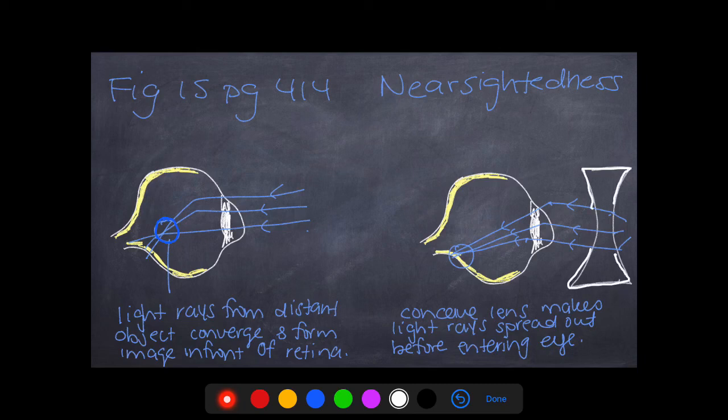So I'm going to pull in my handy dandy concave lenses, and what they're going to do is help make the light rays spread out a little bit more. As you can see right here, they're spread out a little bit more before they even enter the eye, so that when they do enter the eye, they can come together a little bit further back and actually hit the retina at one point to make that sharp image.